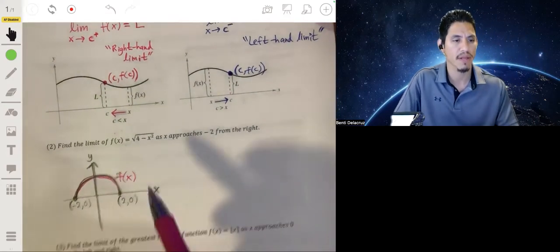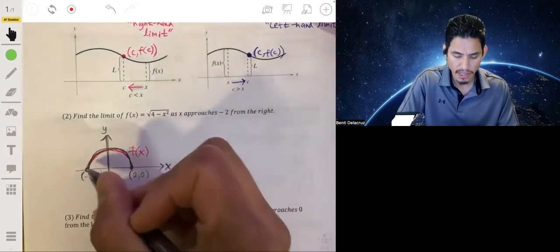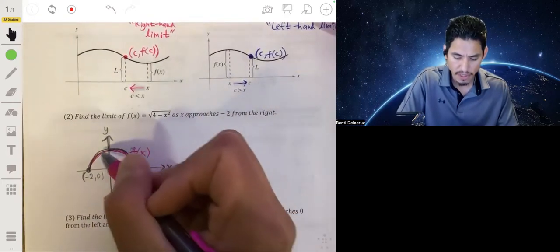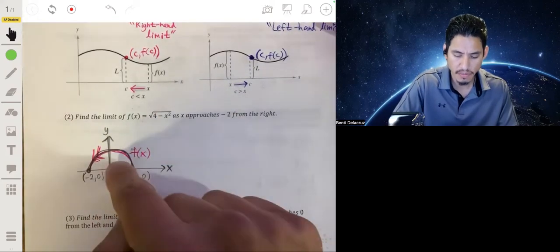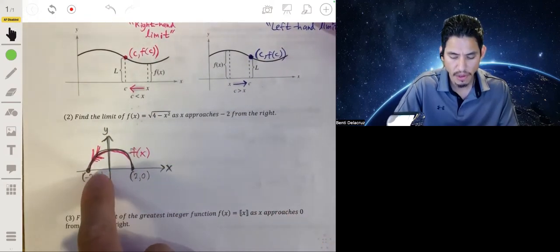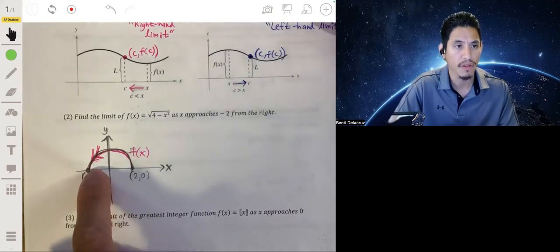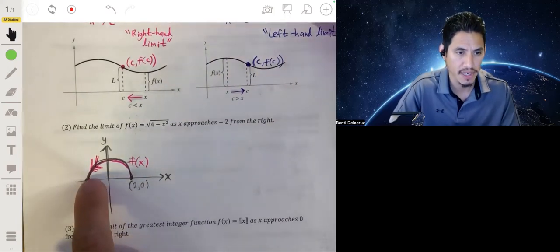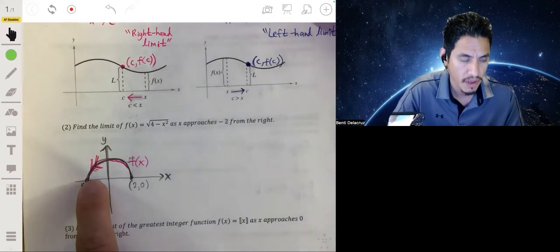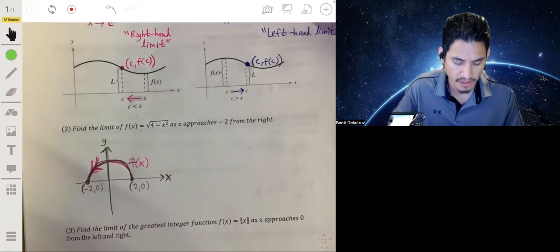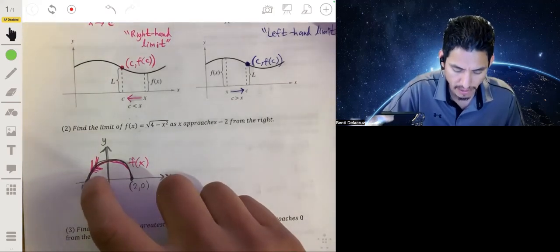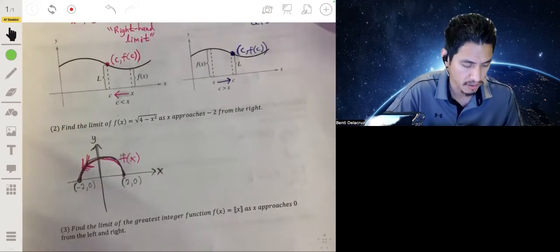So what are we talking about when we have this? Well, we're talking about as we approach this number from this side. So we're coming along this path. This will be the right-hand limit, or the limit from the positive side of the function. So as it's approaching -2 from the positive side, the graph is going to eventually equal 0.